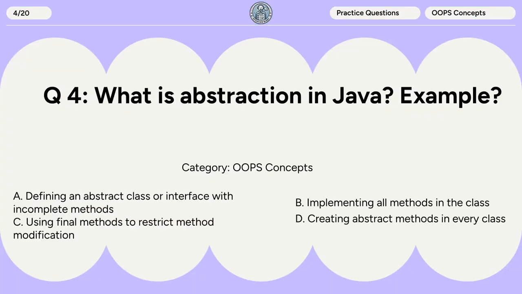Question 4. What is abstraction in Java? Example. A. Defining an abstract class or interface with incomplete methods. B. Implementing all methods in the class. C. Using final methods to restrict method modification. D. Creating abstract methods in every class.